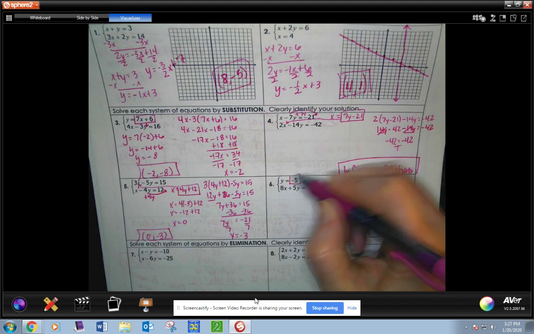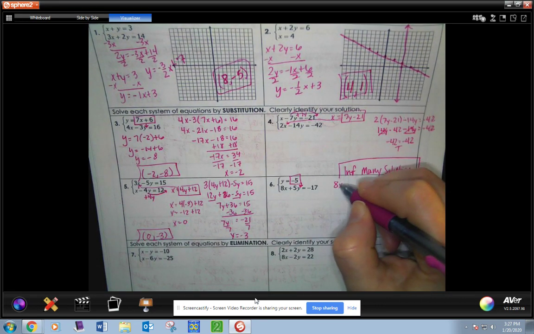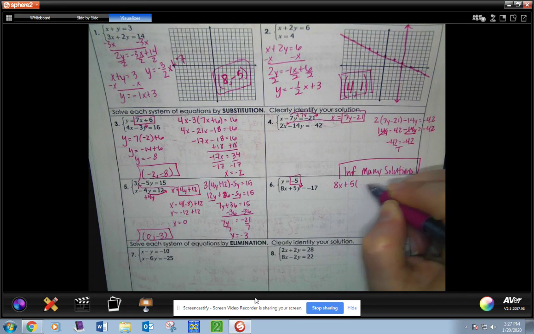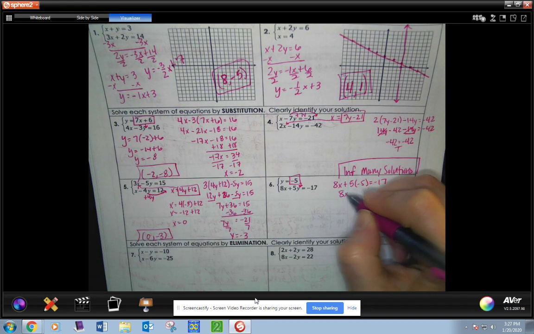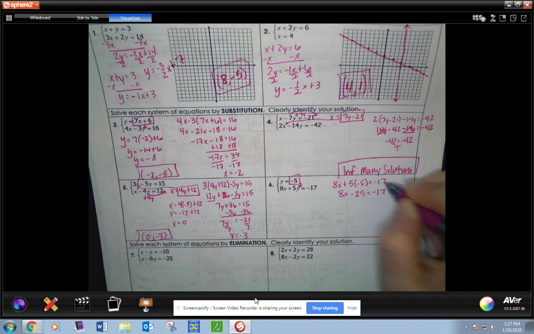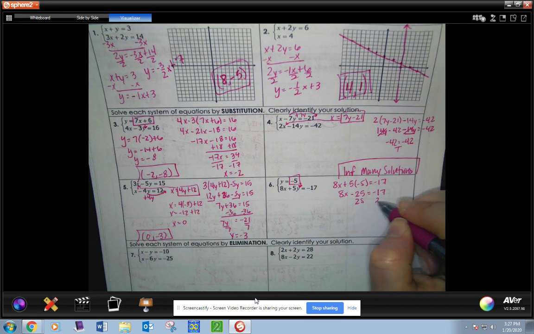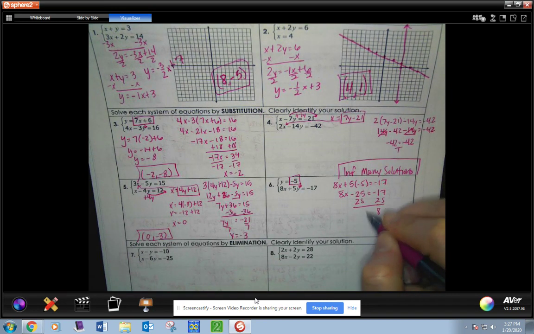Okay, for the last substitution one, the y is by itself, so I box that and I plug it into the y because that's the outside letter. So I have 8x plus 5 times negative 5 equals negative 17. So I get 8x, and then it becomes a minus 25 equals negative 17. I add 25, so negative 17 plus 25 is 8. So I have 8x equals 8. I divide by 8, and x equals 1.